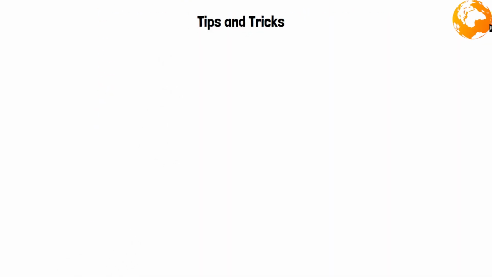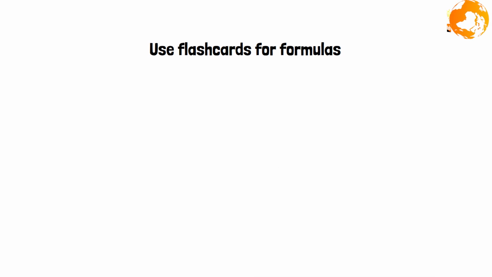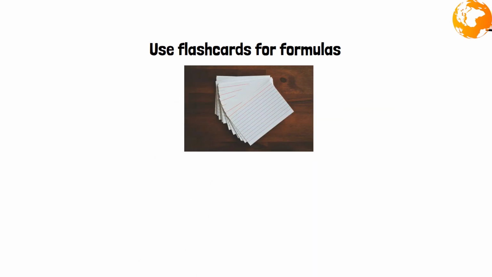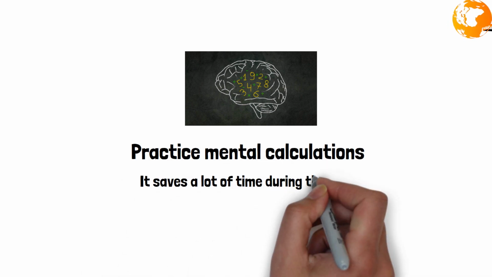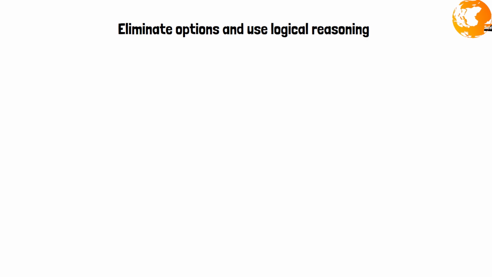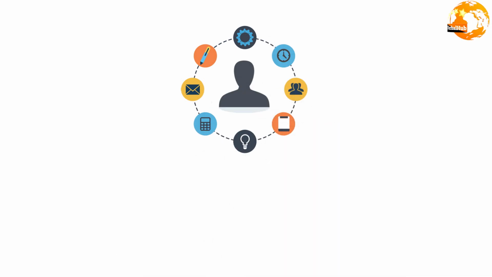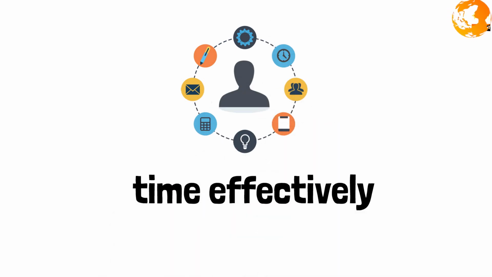Tips and tricks. Here are some quick tips and tricks to boost your Quant score. First, use flashcards for formulas. Keep them handy for quick revision. Second, practice mental calculation. It saves a lot of time during the exam. Third, use shortcuts for calculation. Faster methods can make a big difference. Fourth, eliminate options and use logical reasoning. Sometimes narrowing down the choices is the best way to go. Fifth, manage time effectively. Always keep an eye on the clock.